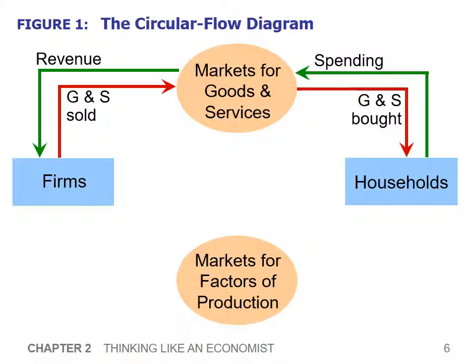So as you can see, corresponding to the red arrow, there is a green arrow. The red arrow denotes the flow of material, the goods and services that are tangible. Corresponding to these flow of goods and services is the flow of dollars.